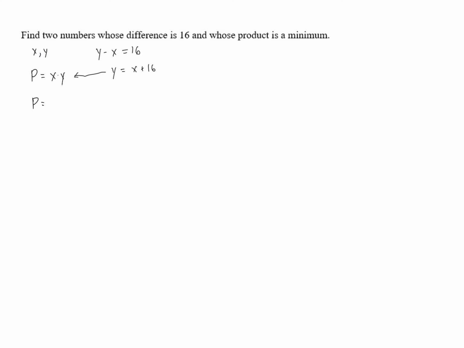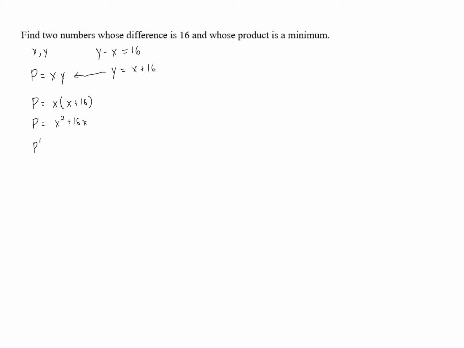So now we can say the product is x times x plus 16. And we can leave it like that, or we can write it as x squared plus 16x. Both of those are equivalent ways of expressing that product in terms of one of the numbers. Now, we want to find the minimum product here. We want to know the numbers that give us that minimum. And so we want to minimize the product. And to do that, we're going to need to find critical numbers. And to do that, we're going to need to differentiate.